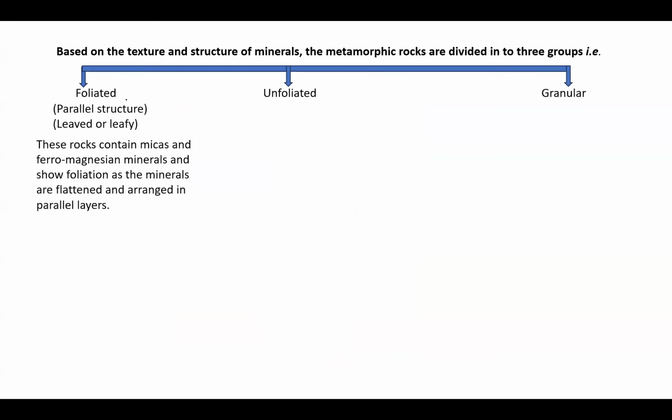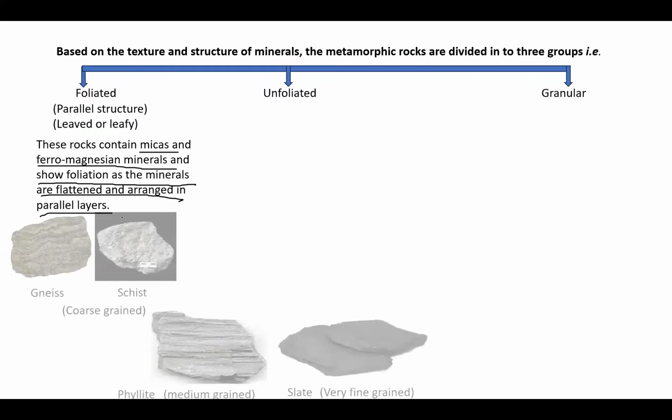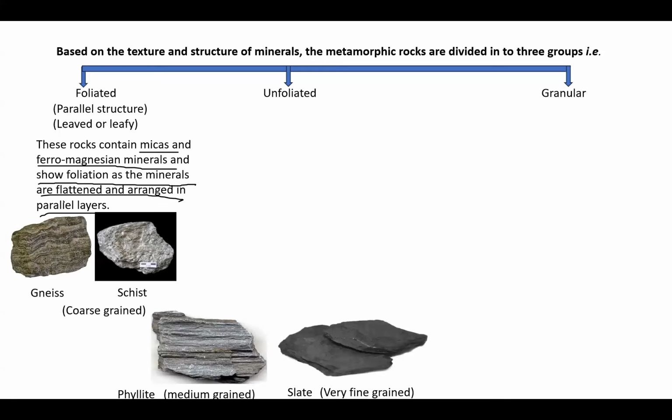Foliated metamorphic rocks are parallelly structured, leaved or leafy. These rocks contain micas and ferromagnesian minerals, and show foliation, where the minerals are flattened and arranged in parallel layers. Let me show you one image so that it will be clear. Just see this. These are the foliated materials, you can see the layers here. There is a layer formation.